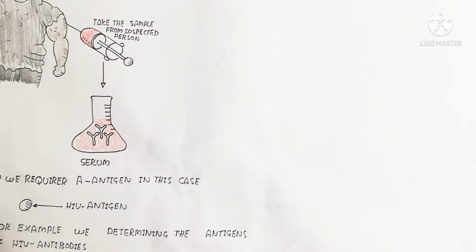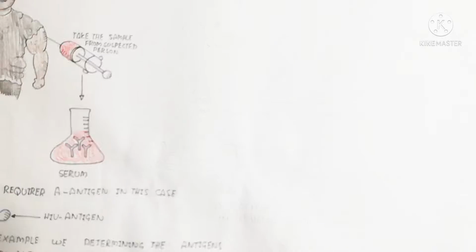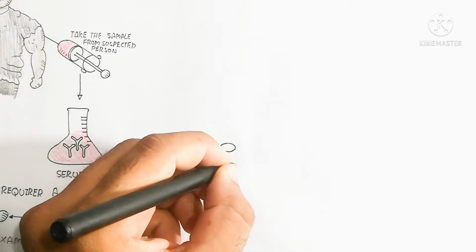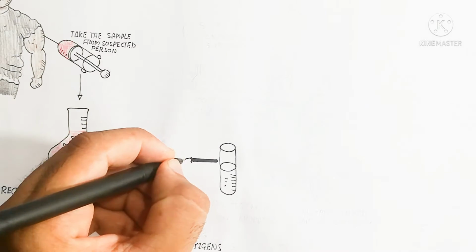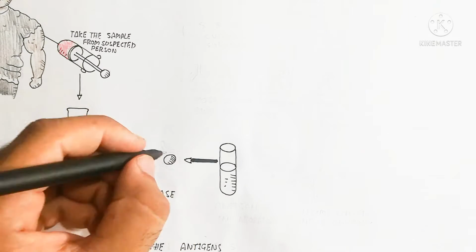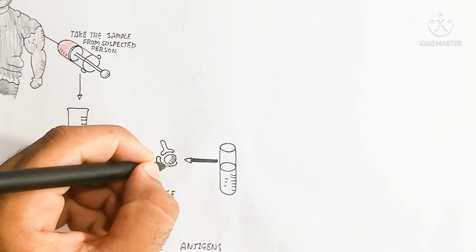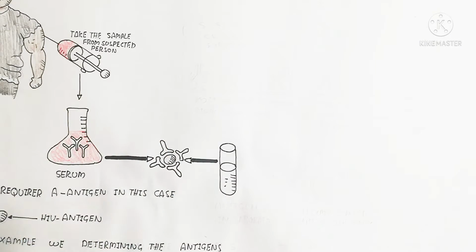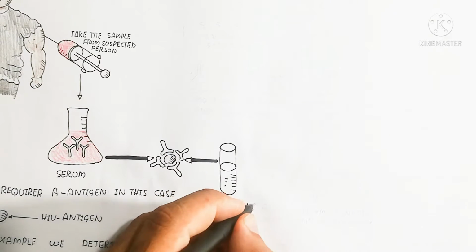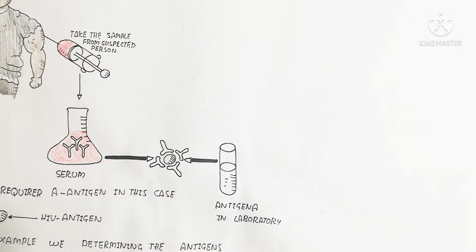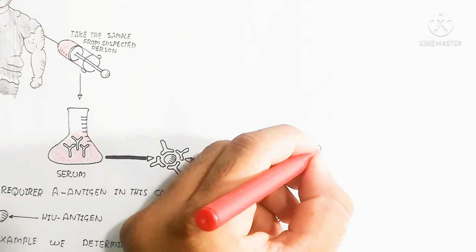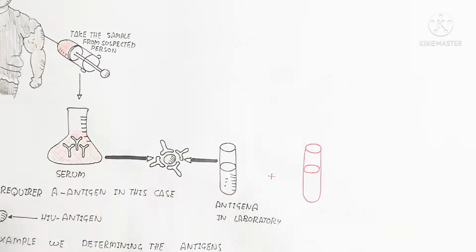For example, we are determining the antigen of HIV antibodies. Those antibodies come from the patient or suspected person. Here is the antigen in the laboratory, which is developed. This antigen is basically an HIV virus protein.